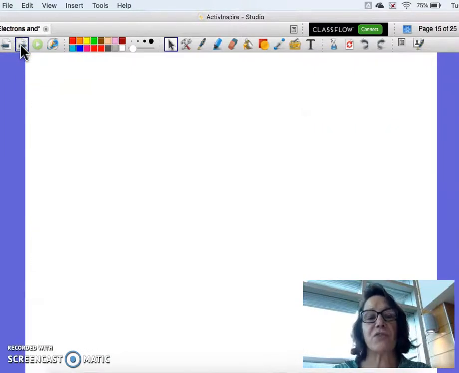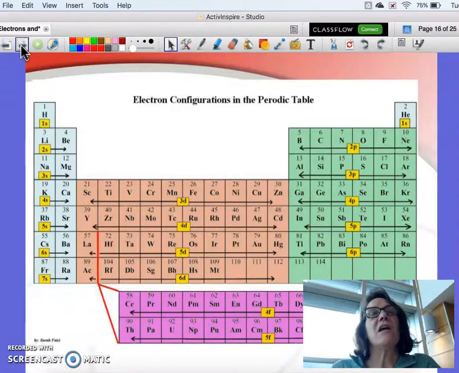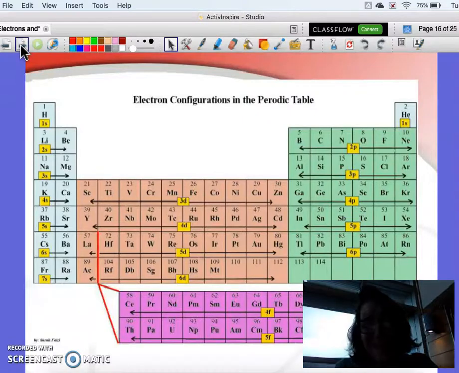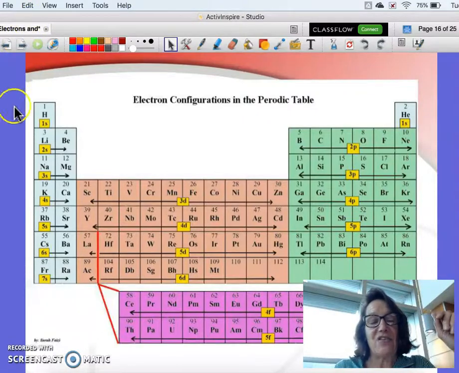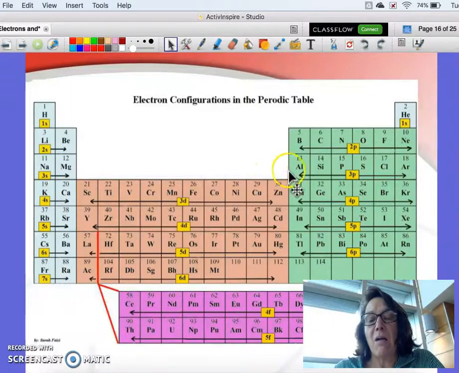Mr. Hulke, remember, has the answer keys to everything, and he knows that he can give you clues if you ask him a question. If you say, does this one end in the 4s sublevel? He can say yes or no. And again, you should be able to look at this and know if you're ending in the right spot. Calcium has to end with 4s2. Aluminum has to end with 3p1. So give it a shot. I think you're going to be okay.